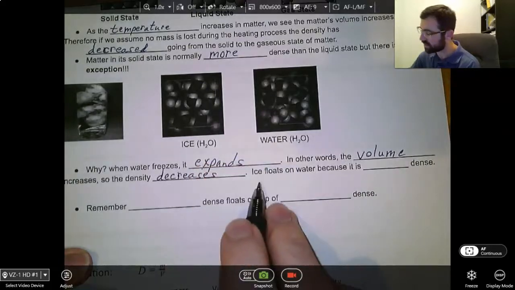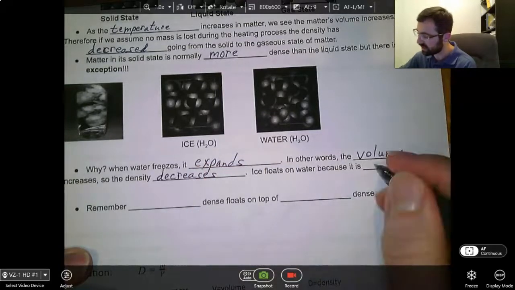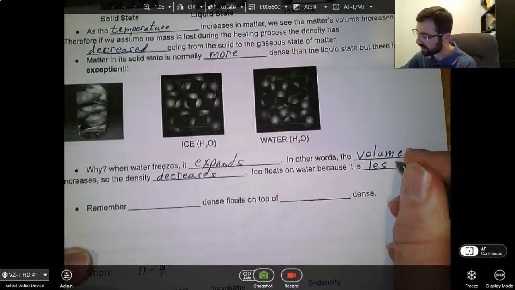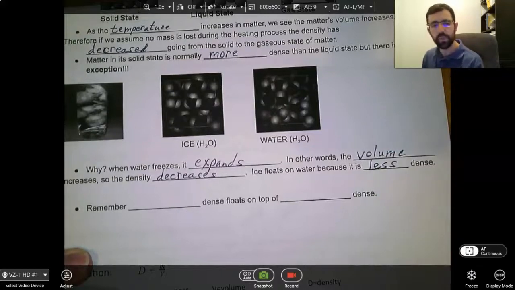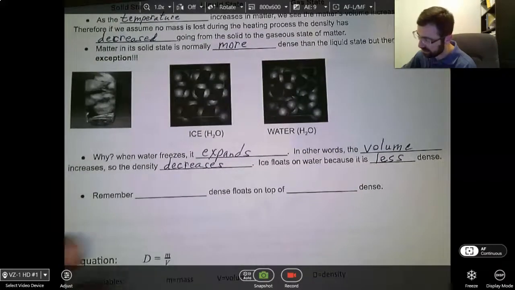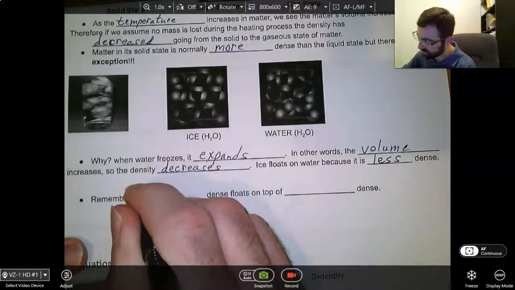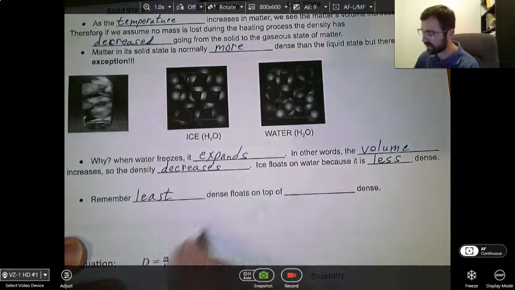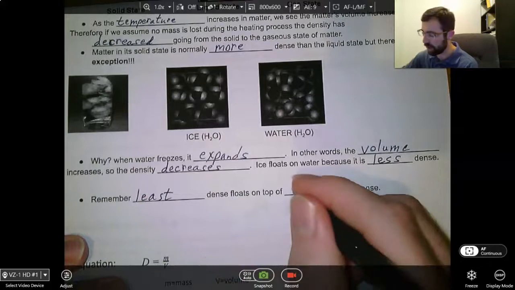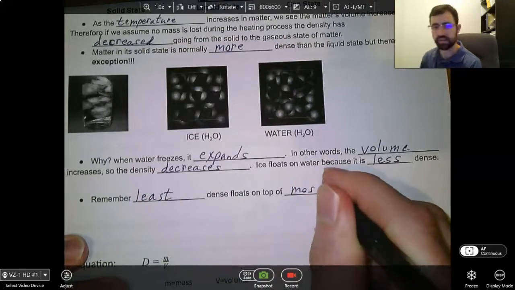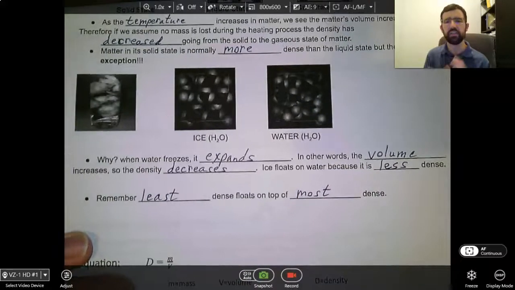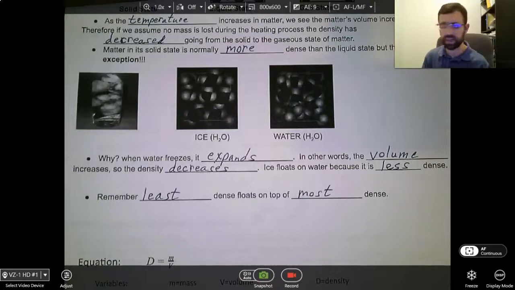So ice floats on top of water because it is less dense. So remember, the least dense substance floats on top of the most dense substance. That's just kind of the qualitative explanation of the property of density and what it is. In the next video, I'm going to talk a little bit more about the formula and the math behind density.